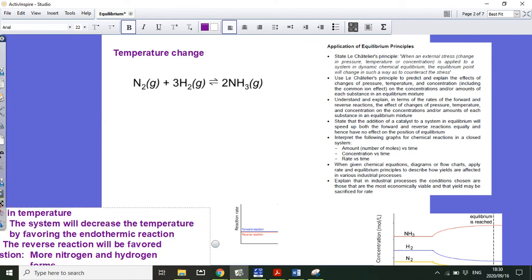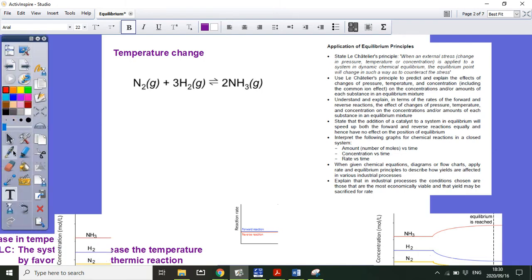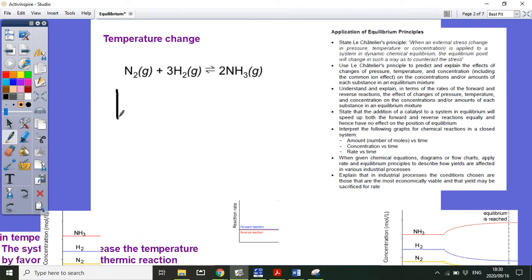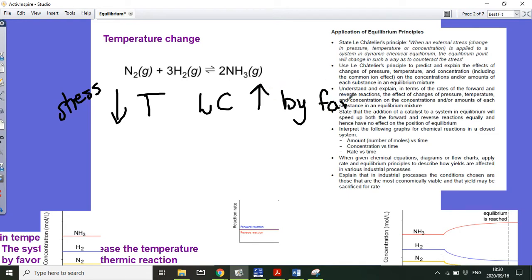Now, I can also do it for a decrease in temperature. So let's see, what if the temperature was decreased? So if I've decreased the temperature, you're going to say again, what was my stress? My stress was a decrease in the temperature. Then, according to Le Chatelier, the reaction will try to increase the temperature by favoring, now you need to think, increase is exo, so by favoring the exothermic reaction. Just say that, don't worry about the reaction.